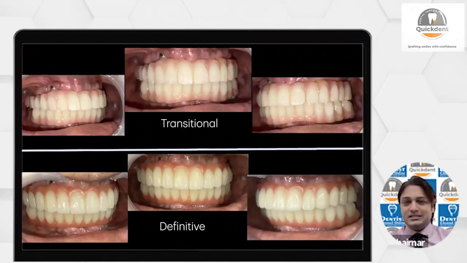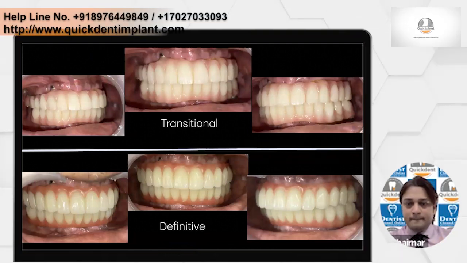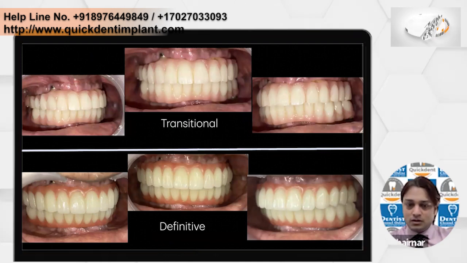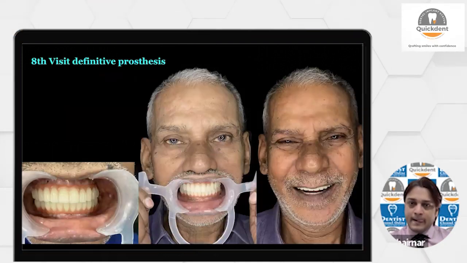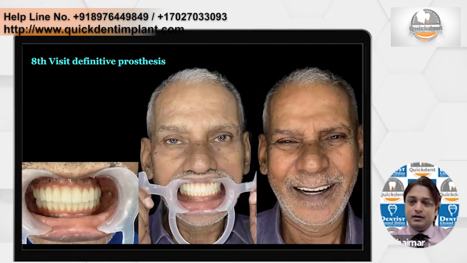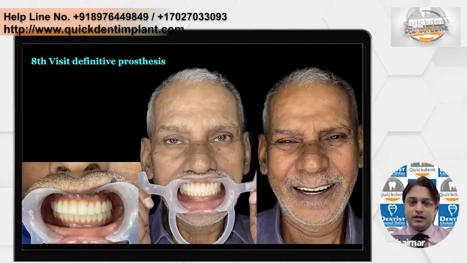So you can see the transitional, how it was before, and definitive how it is now. Because the interarch distance is good enough, that's why we decided to plan the case in this manner. Clear, this is the final visit of the patient, and that's where he's getting the final process.